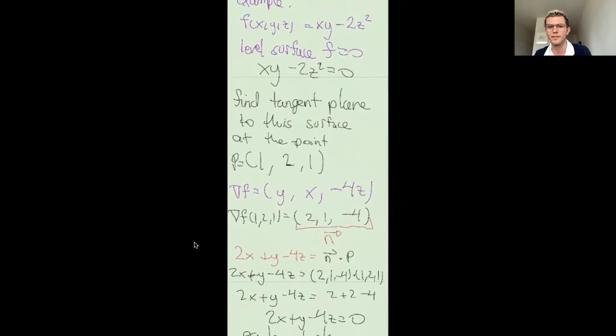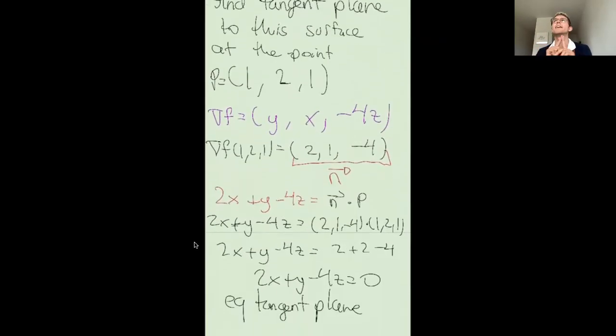Yeah. Okay, thank you. And regarding the question on the chat, this is not the equation of a line, this is the equation of a plane. So this would be the equation of the tangent plane at that point (1, 2, 1).